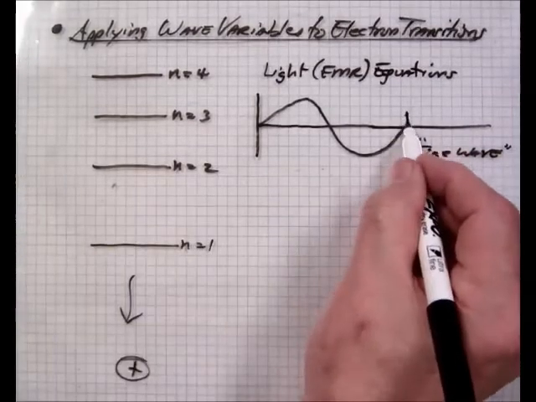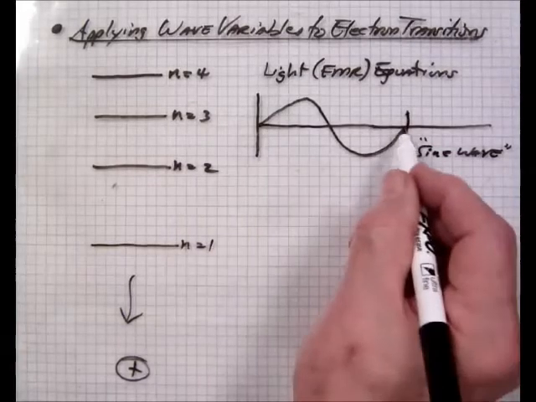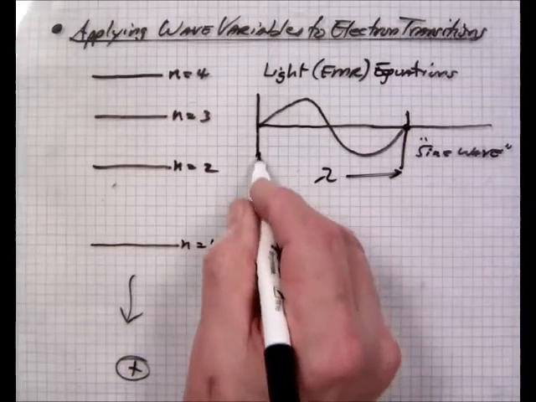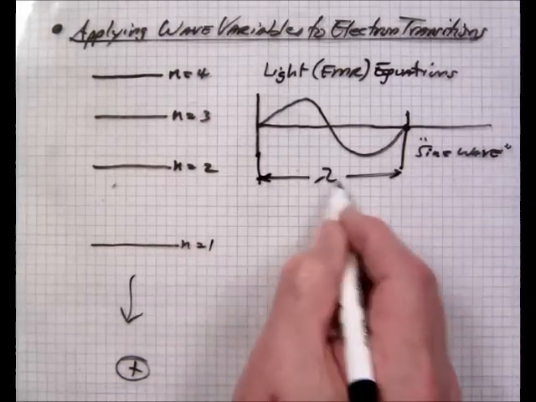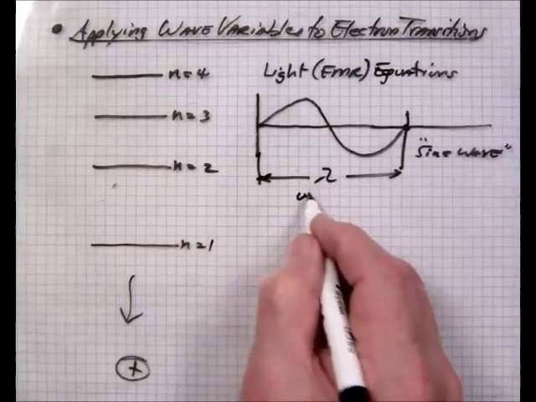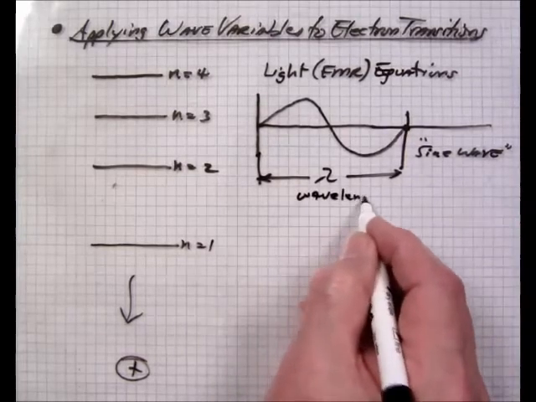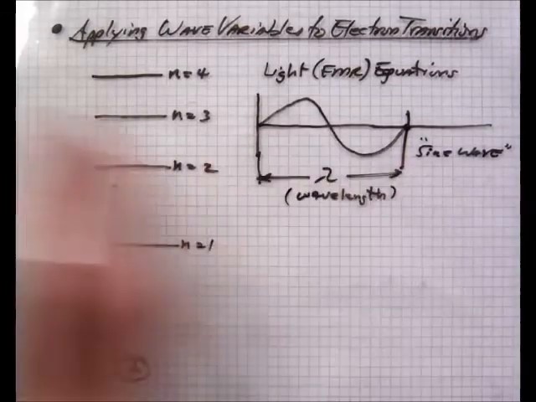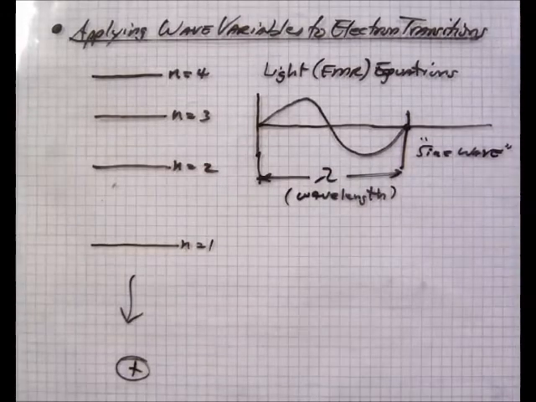Okay, the distance from the start to the point out here is called the wavelength. It's symbolized by a little lambda. Now the height of the curve is called amplitude, and that didn't come in at all, so don't even worry about that.